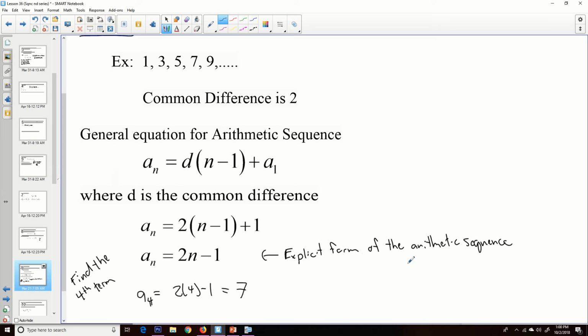And so now we can use this explicit form to find any term that we want. So if I said find a sub 50, all I would have to do is 2 times 50 minus 1. Well, 50 times 2 is 100, minus 1 is 99. So the 50th term in this sequence would be 99. And what's good about defining functions explicitly is we can find any term in the sequence, any place. All I need to know is which term I'm asked to find.